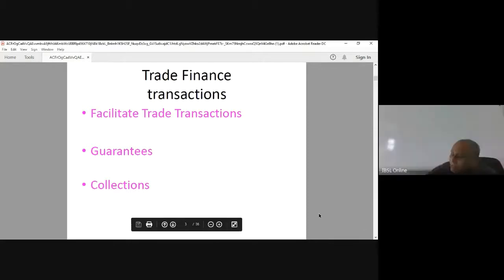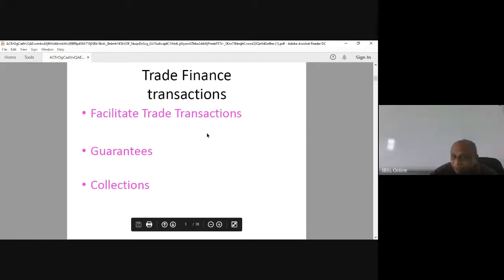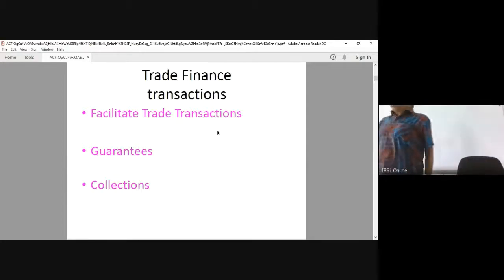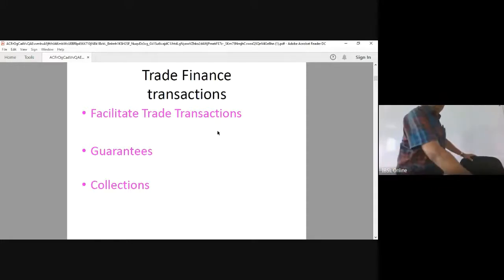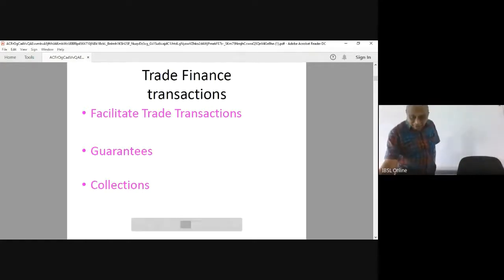Shipping guarantee? Oh, bank guarantee. I'm talking about the bank guarantee. We have bank guarantees in rupees, but also in dollars or pounds or euro. International guarantees, right? In those situations also we have to either purchase or sell, right? Then the collections.